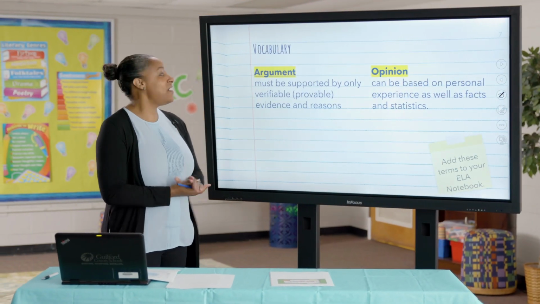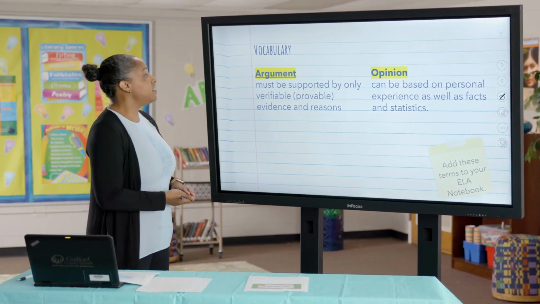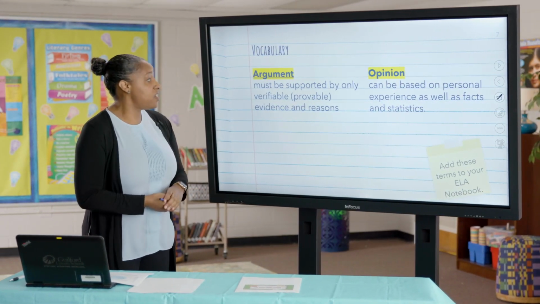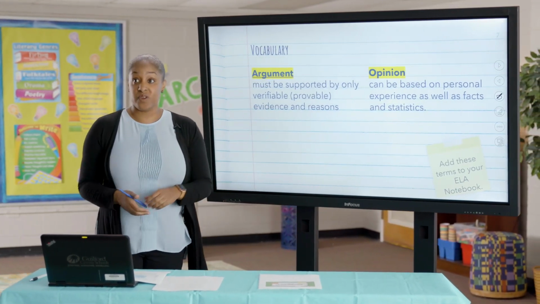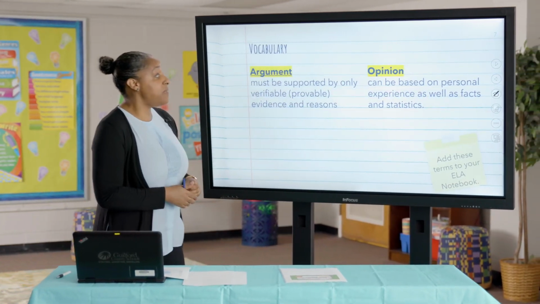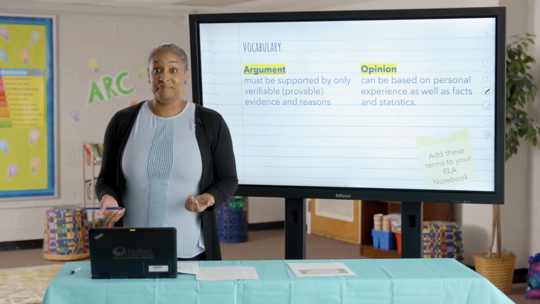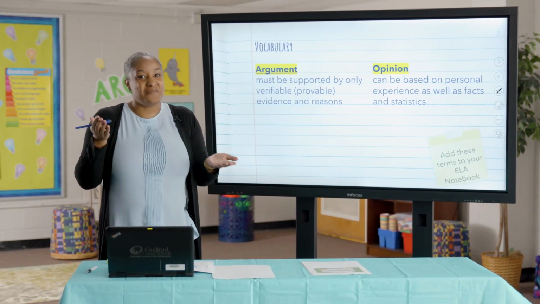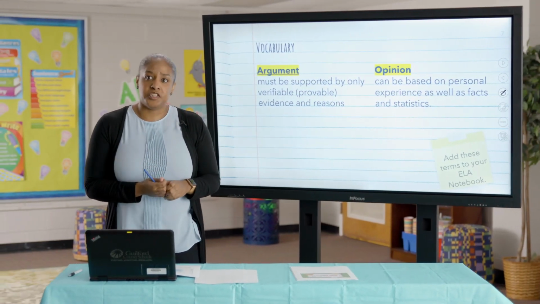So the first term we have here is argument. The main component here is just understand that arguments must be supported by only verifiable or provable evidence and reasons. Opinions, however, can be based on personal experience as well as facts and data. Again, they're very similar, but they have some distinctive differences between the two.